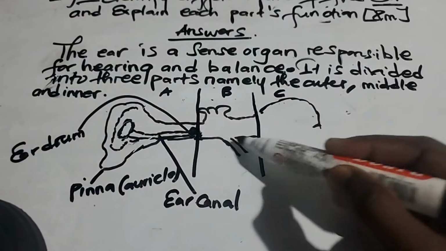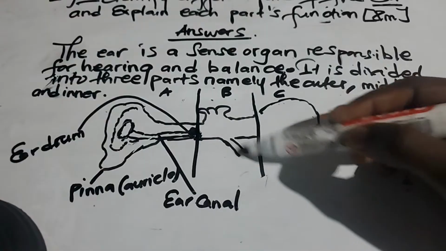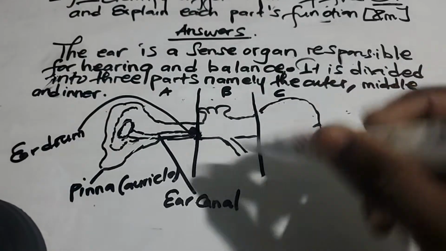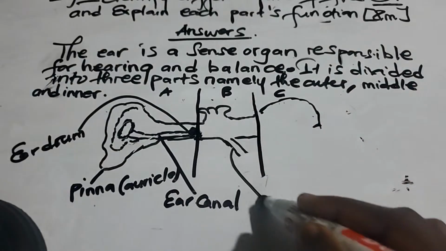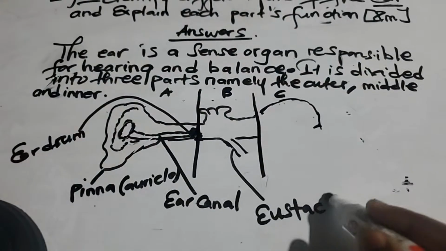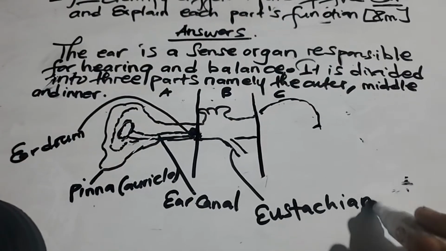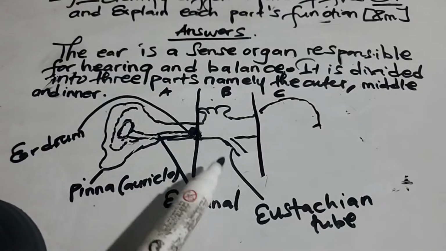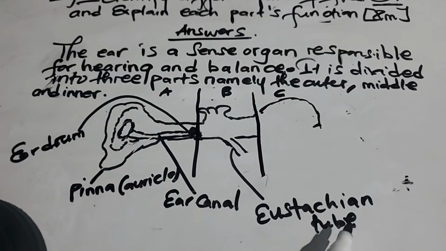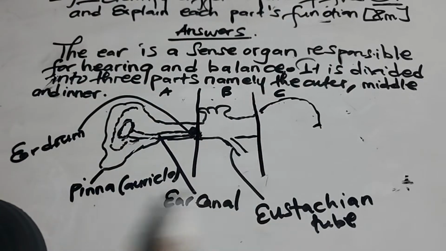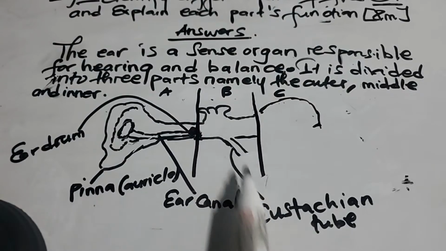Now we go into the middle part. If you check here downwards, we have this part, which looks as if it's going down and going somewhere. This part we call the eustachian tube. So we are on the middle part of the ear now. The outer part has 3 parts, we are done. Then on the middle part, we have the eustachian tube.